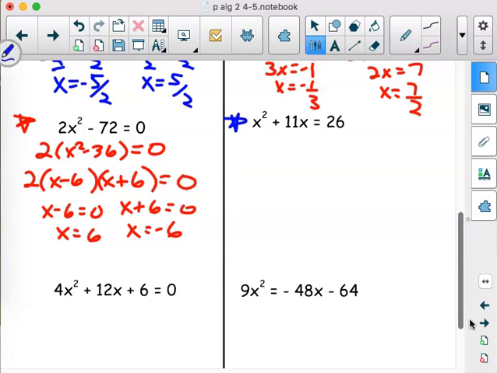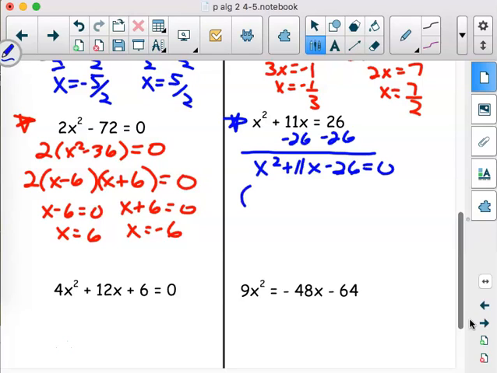I don't think that one that I just put the blue star in front of is ready to go yet. What do we need to do? Subtract 26 from both sides. Sure do. Gotta have a 0. All right, so x squared plus 11x minus 26 equals 0. Greatest common monomial factor? No, nothing we could take.